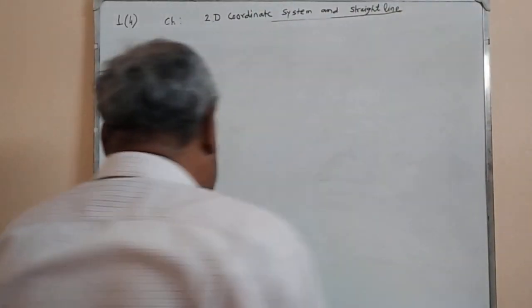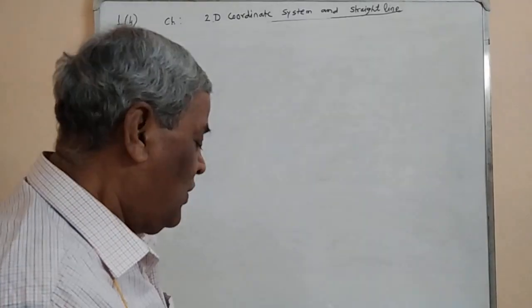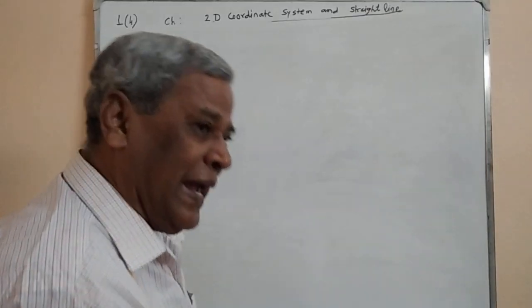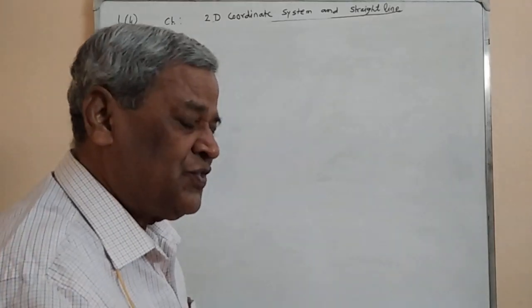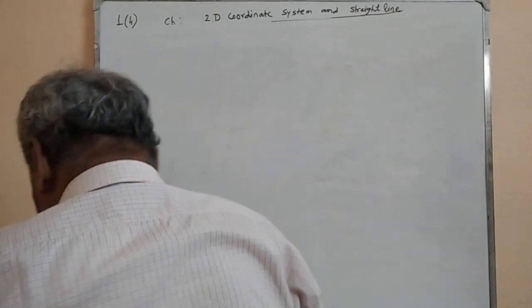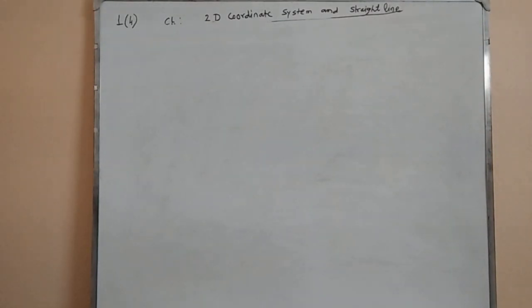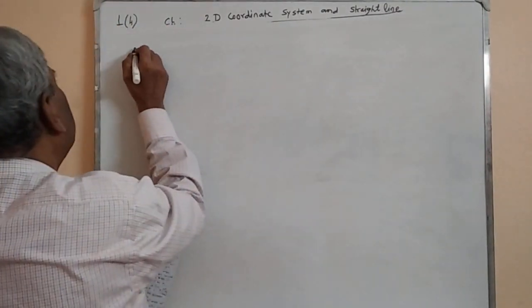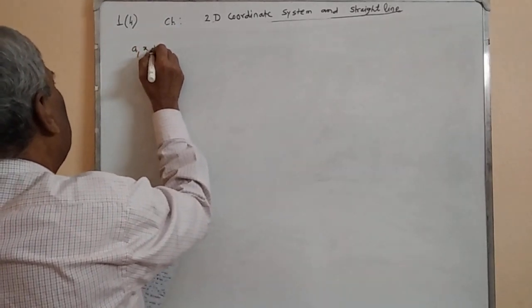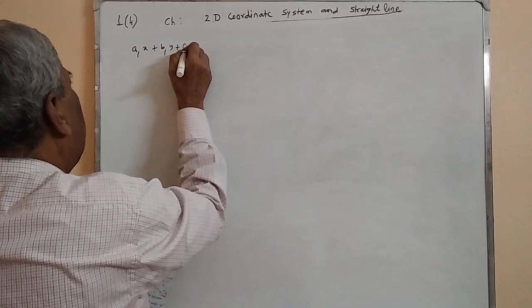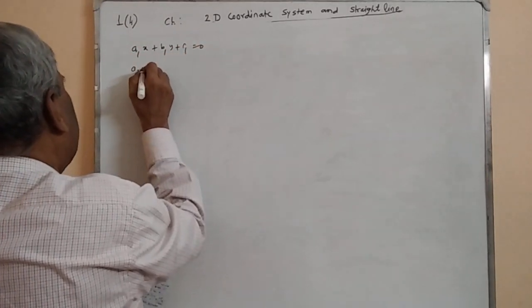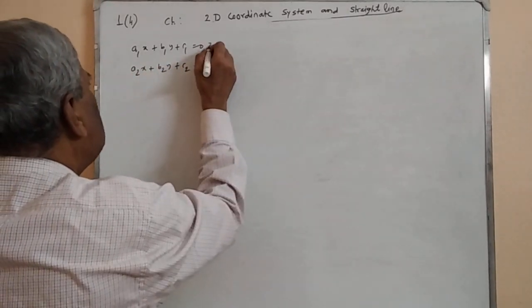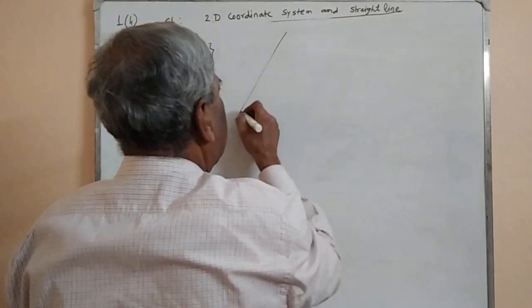Welcome. Let us discuss a few tips on the equation of bisector of angles between two given straight lines. Suppose a1x plus b1y plus c1 is equal to 0 and a2x plus b2y plus c2 is equal to 0 are two given straight lines.